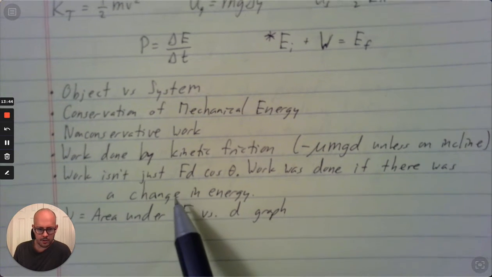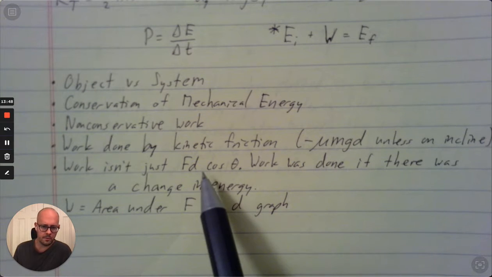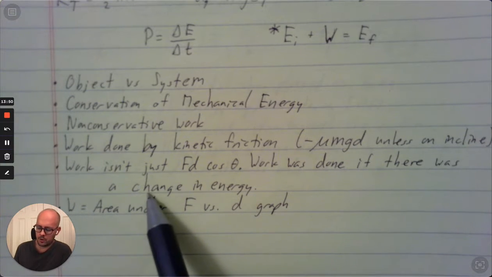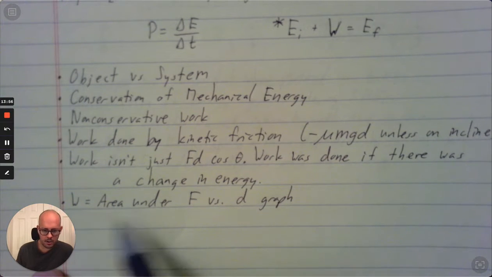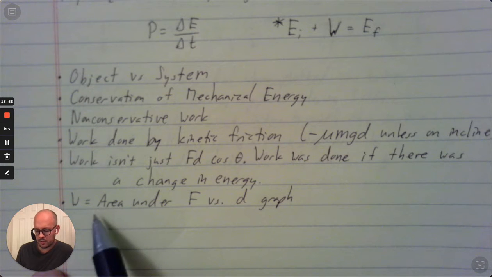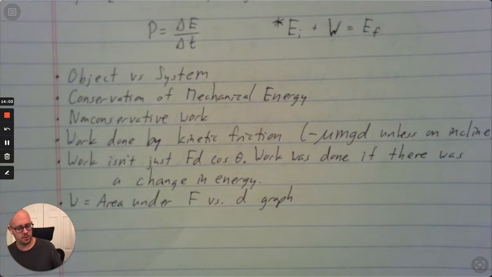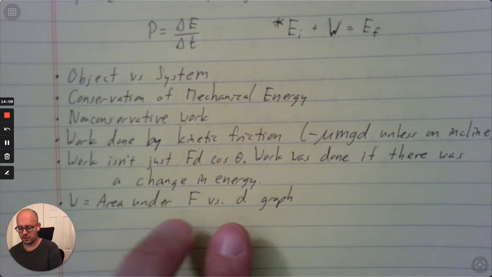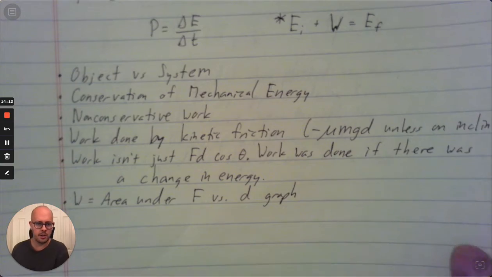To piggyback on all this, work is not just F d cosine theta. So this is one way to prove that work has been done, but if you can also identify any change in mechanical energy, then work has also been done. A side concept that we didn't deal with a ton is that work is equal to the area under a force versus displacement graph. So a force doesn't have to be constant, and we saw that with springs, and so if you find the area under this type of graph specifically, you can find the work done and the change in energy.